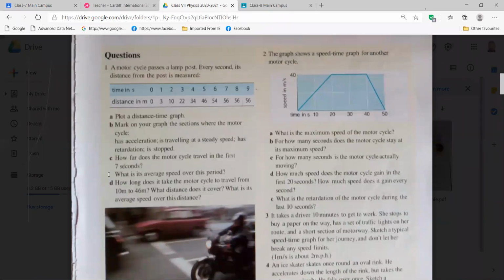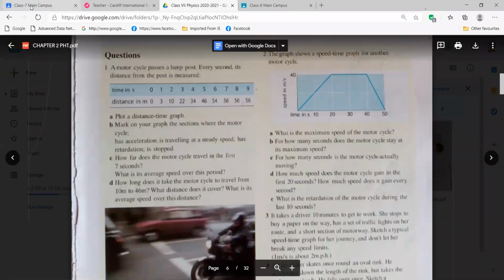56 seconds. 56 what? 56 meter per second? Sorry, 56 meter. How far? How far means distance, right? 56 meter. Don't mix up. Sir, did you do number 1B?